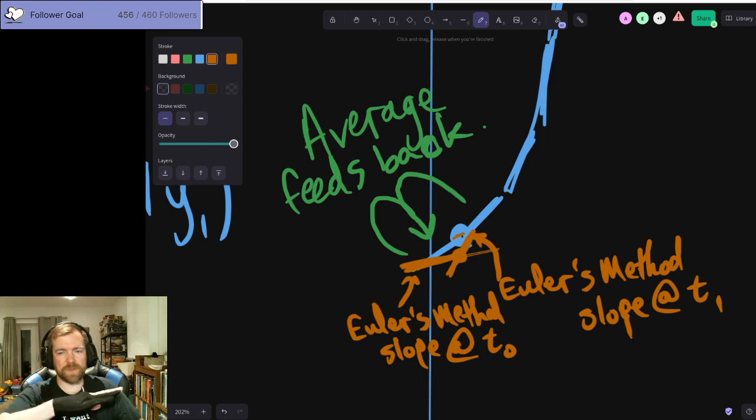Right, so we take the Euler's method slope at t0, and then find that projected point, take that slope, and then average those two slopes, and start over from the beginning with that new slope, and say that's where we're going. Right. Hopefully I also said that correctly.